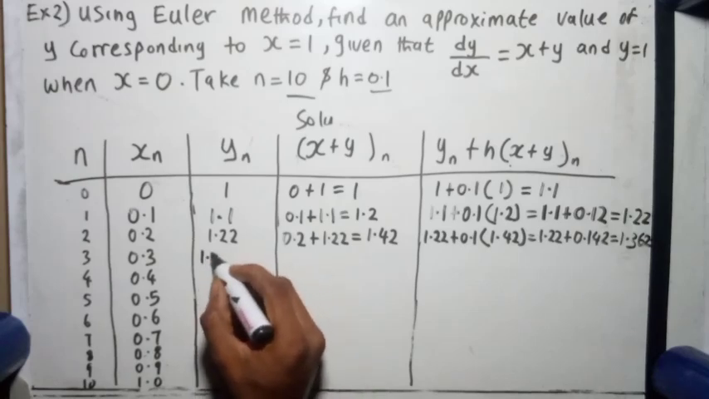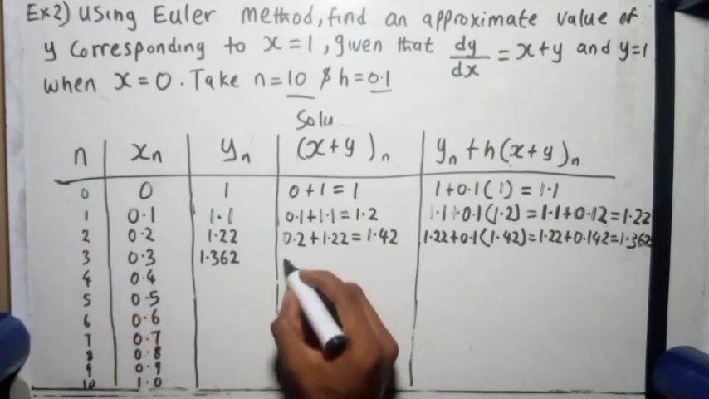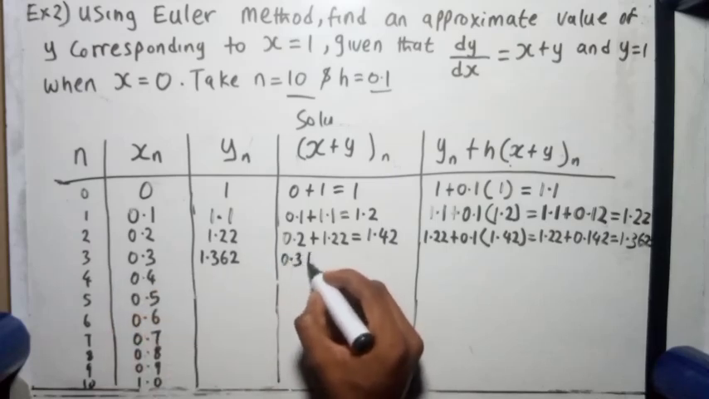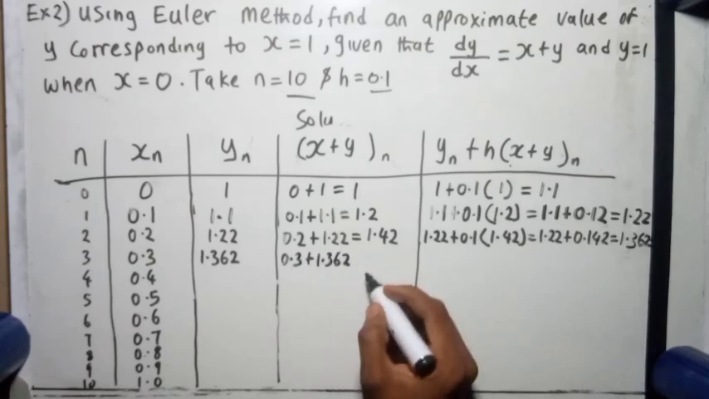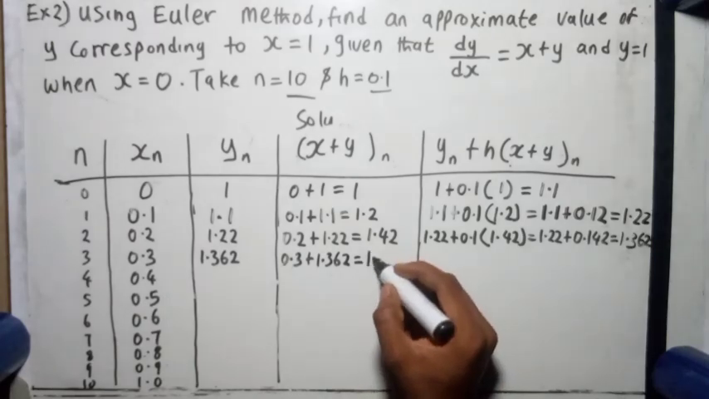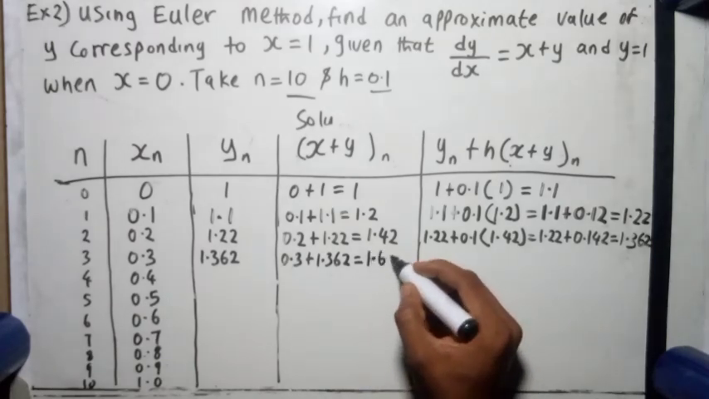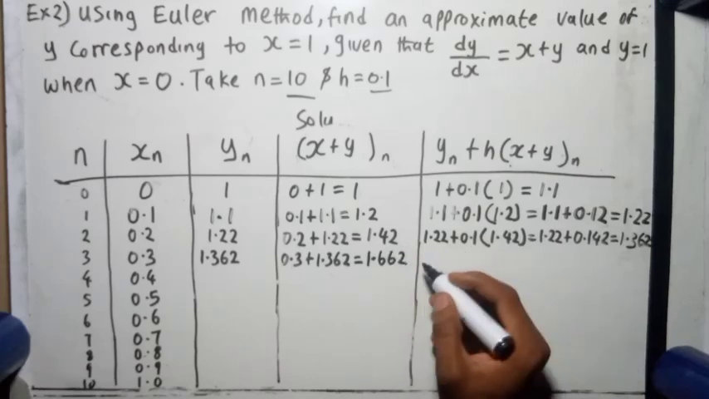We have 1.362. Now, 1.362, we'll be adding it to our x value, which is 0.3. So we have 0.3 plus 1.362. This will give us 1.662.